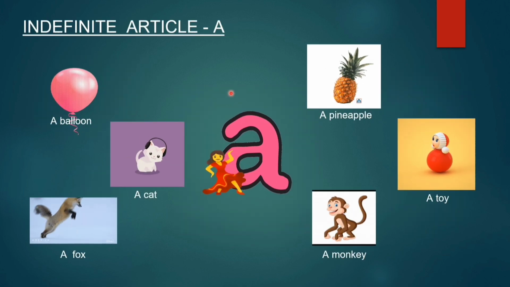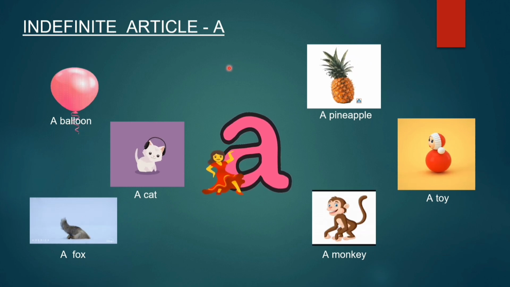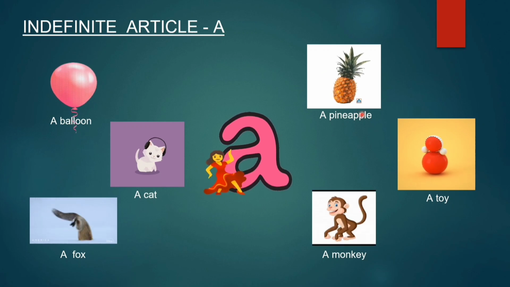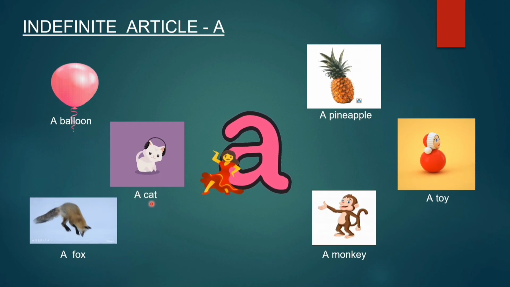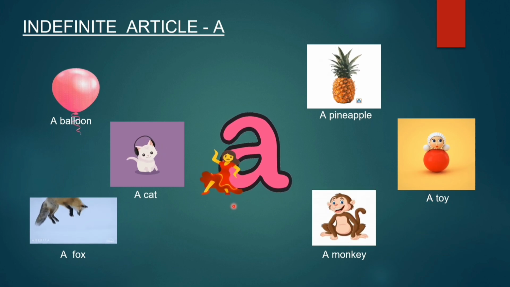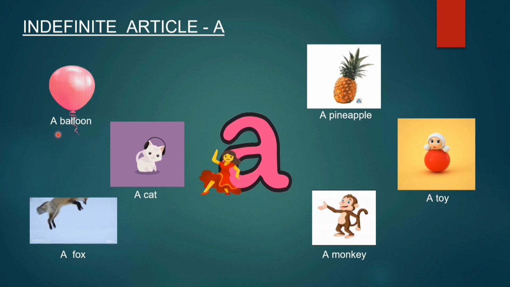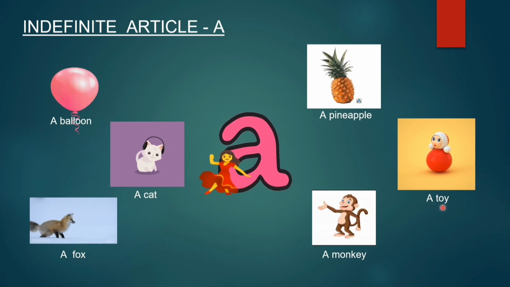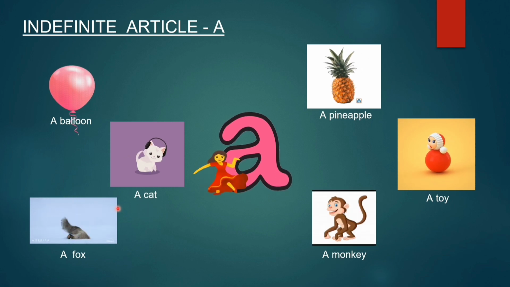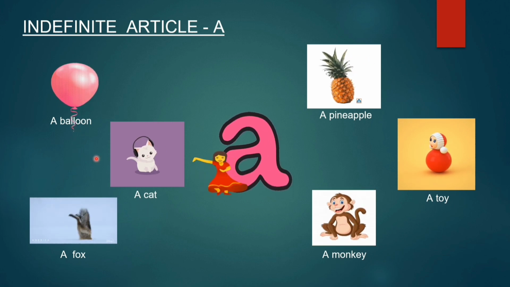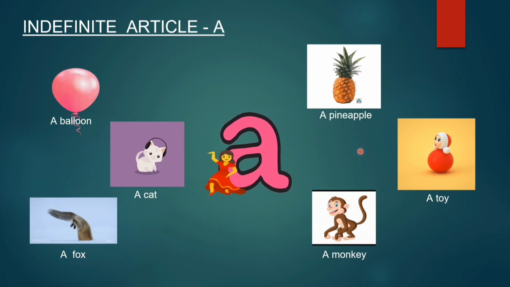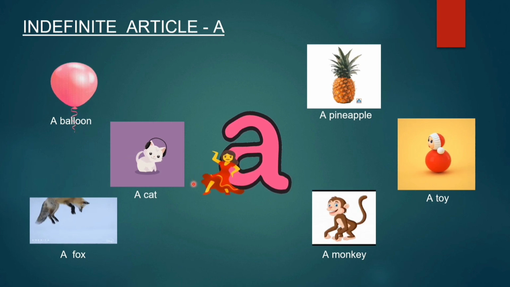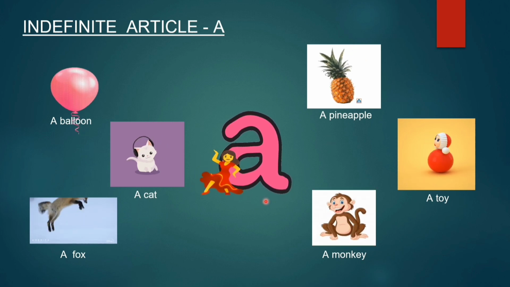And the same for the article a. Here a is the article which we use before a noun beginning with a consonant or consonant sound. Here all these words begin with a consonant and are preceded by the article a. Now look at this picture. Here: a balloon, a cat, a fox, a pineapple, a toy, a monkey. Here a refers to any balloon, any cat, any fox, any pineapple, any toy, any monkey. Here I am not talking about any specific balloon, cat or fox.